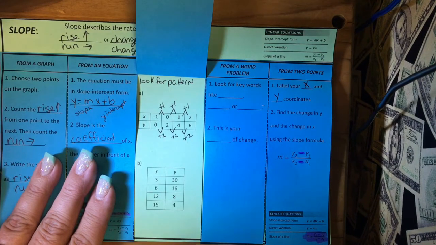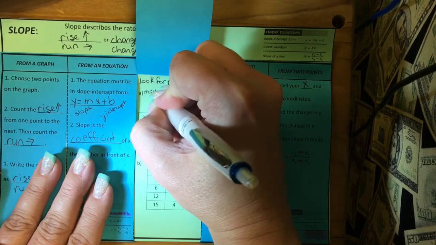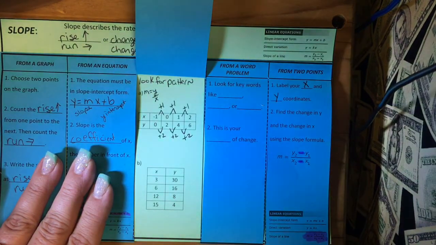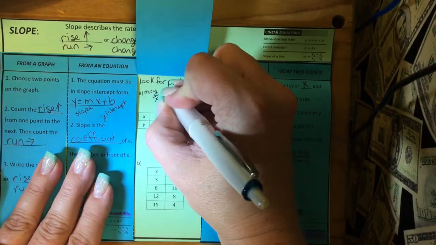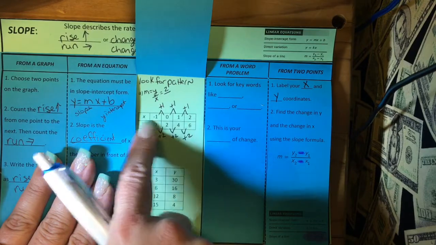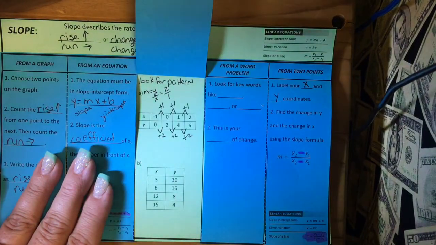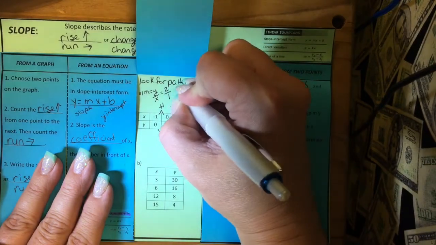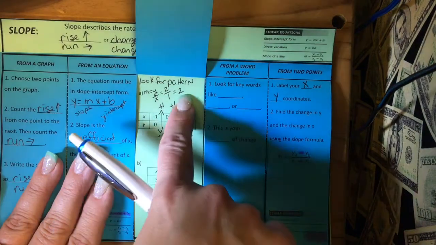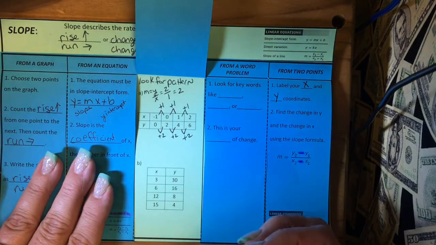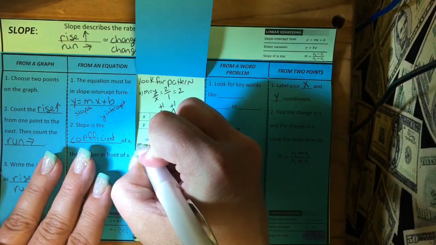So that's our pattern. So our slope is that change in y over that change in x. So how are my y's changing? My y's are changing by 2. And how are my x's changing? My x's are changing by 1. Okay, and then 2 divided by 1 simplifies to be 2. So for this table, my slope is 2. All right. Now I'm just going to write that down here, slope is 2.